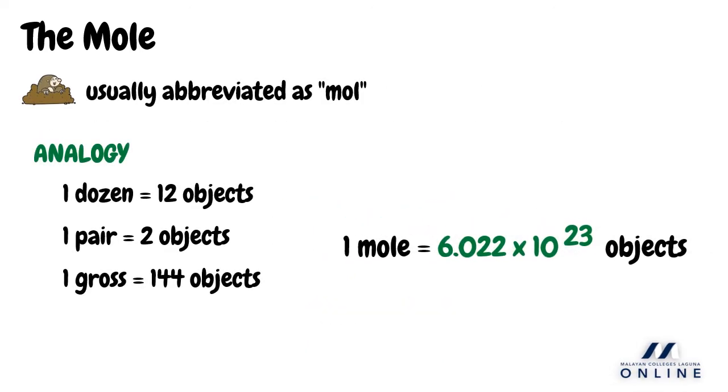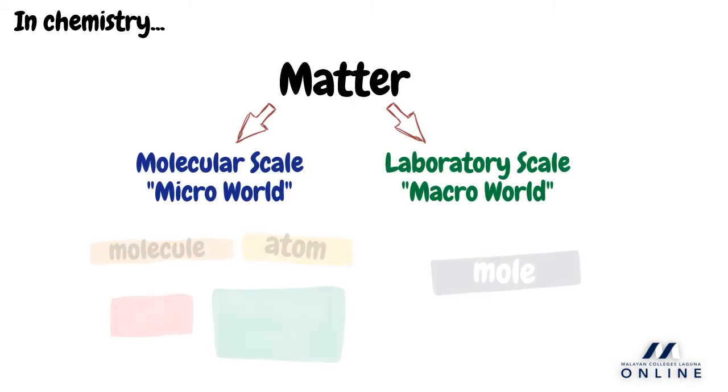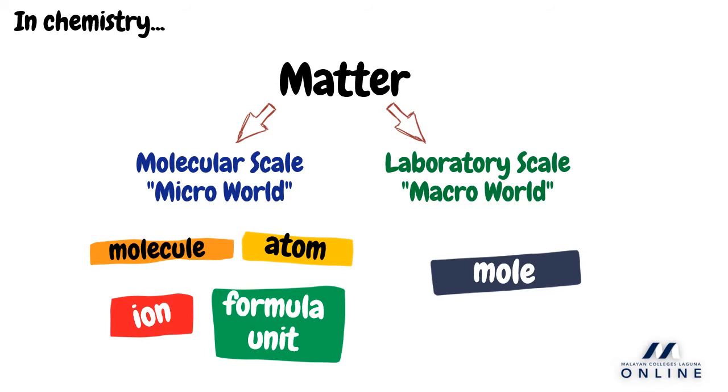The usage of mole being equivalent to the Avogadro's number of objects is analogous to 1 dozen, which is equivalent to 12 objects, 1 pair, which is 2 objects, and 1 gross, which is 144 objects. In chemistry, we use this relationship of mole and Avogadro's number to relate the molecular scale and laboratory scale. Molecular scale pertains to the molecules, atoms, ions, and formula units, while the laboratory scale pertains to mole.